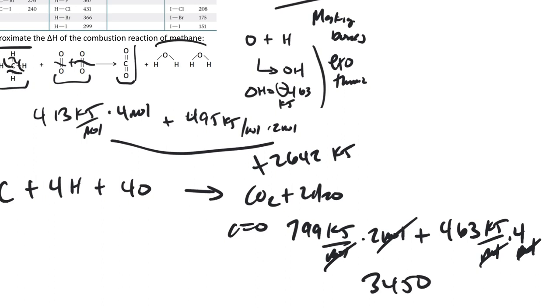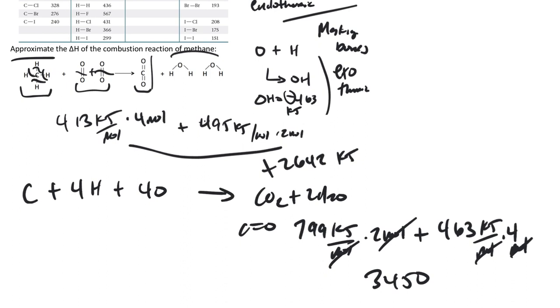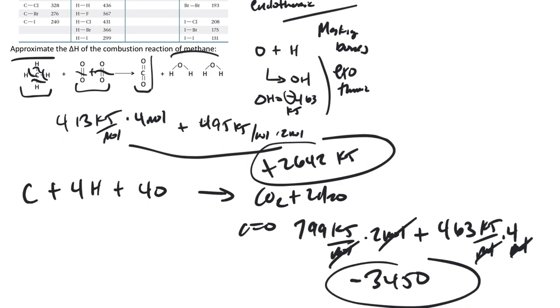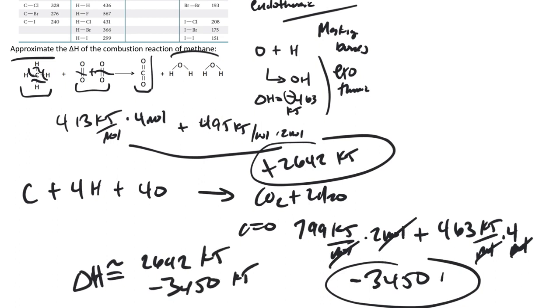But notice how we have this reaction flipped. We're forming these bonds, not breaking these bonds. So it would take 3450 to break all those bonds, or we're going to get back minus 3450 when we form those bonds. So it takes 2642 to break all the bonds, and we're getting 3450 back when we make the new bonds. And so now our approximate delta H is approximately equal to 2642 minus 3450. I think that's 808. I hope it's 808, because that's what it should be. Yep, minus 808.